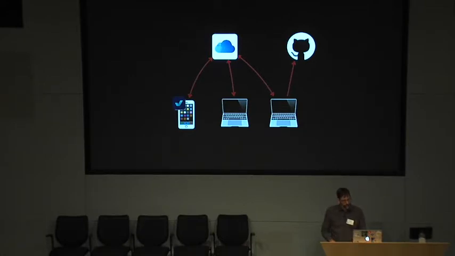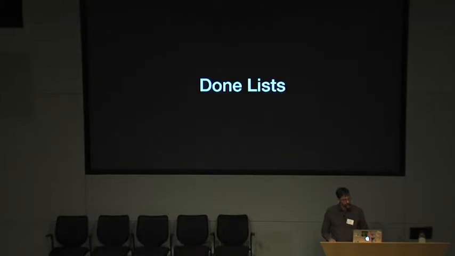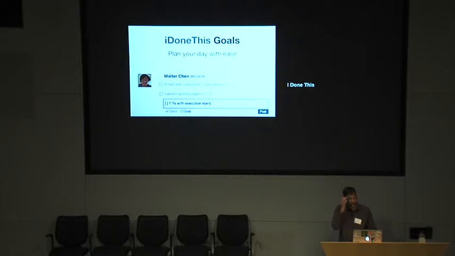And so I want to talk a little bit about keeping track of what you do as opposed to keeping track of what you need to do. I would call this concept a done list. About 8 years ago, I started using this program called I Done This. And this is what it looks like. This is a screenshot from their website.